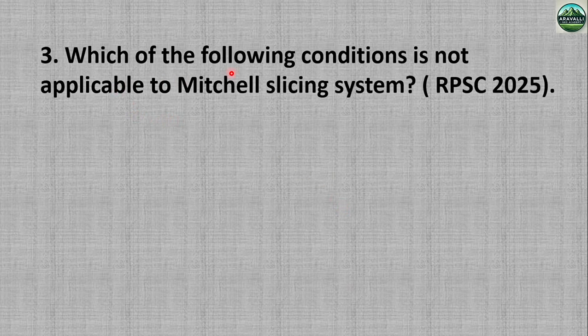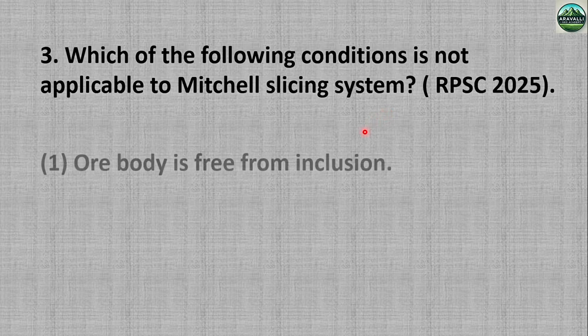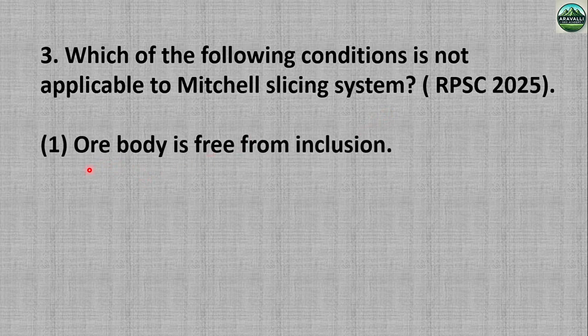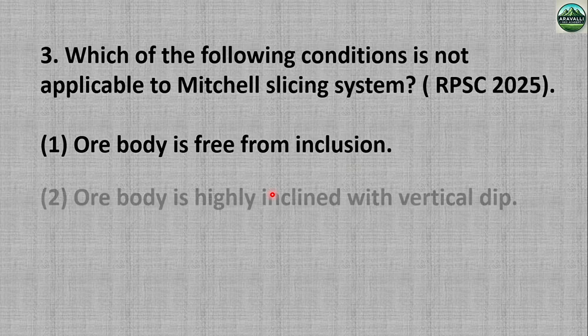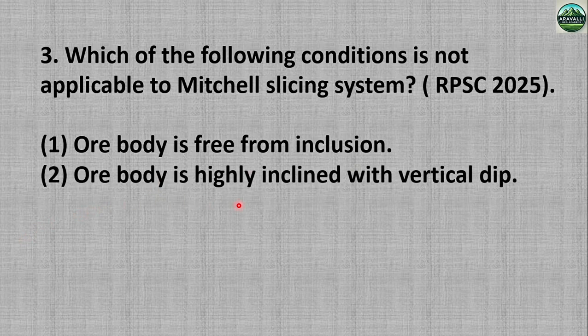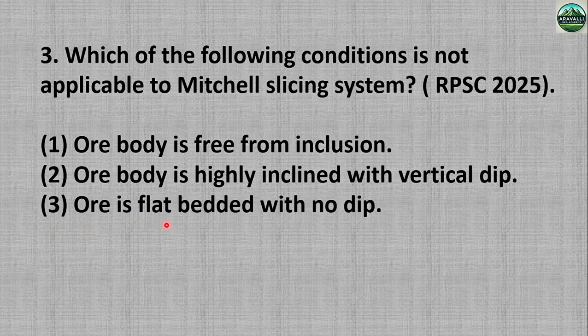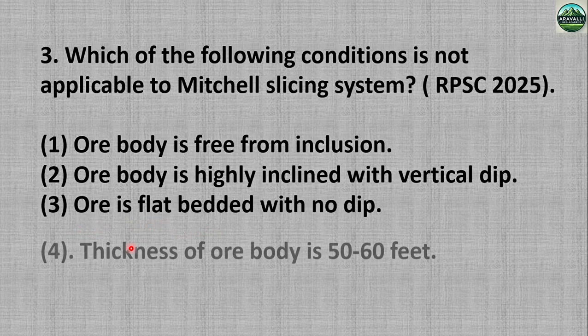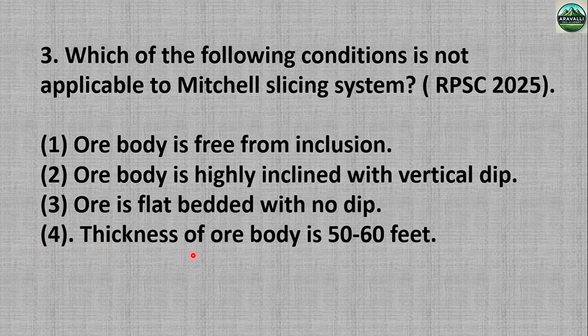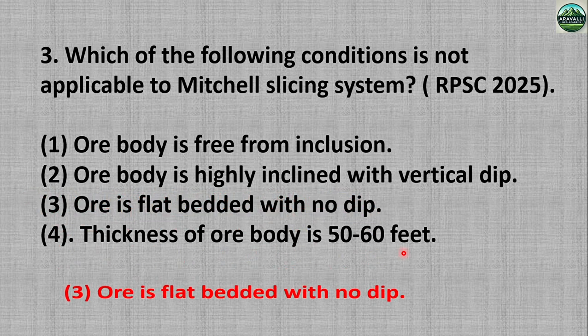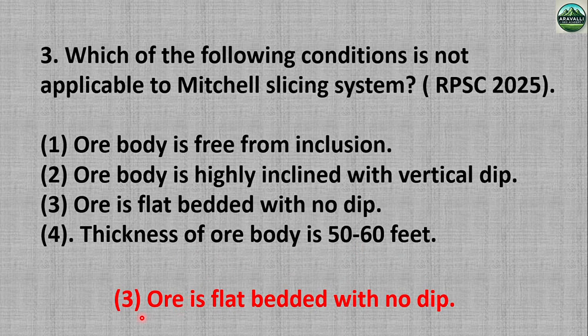Next question: which of the following conditions is not applicable to the Mitchell slicing system? Option 1, the ore body is free from inclusions. Option 2, the ore body is highly inclined with vertical dip. Option 3, the ore is flat bedded with no dip. Option 4, the thickness of the ore body is 50 to 60 feet. So which one is the correct answer? The ore body is flat bedded with no dip.